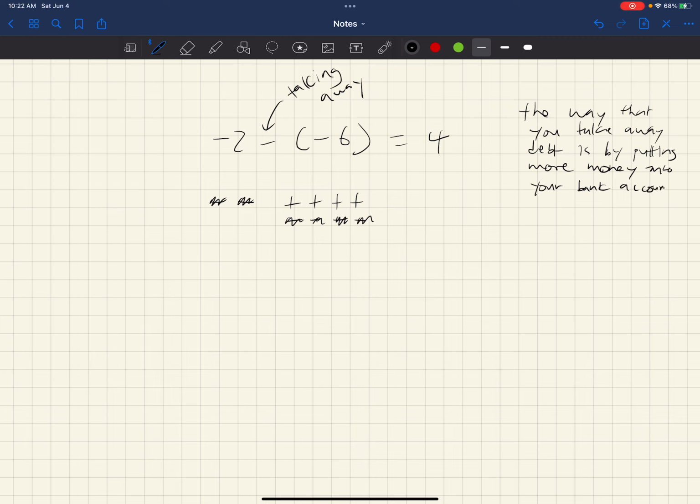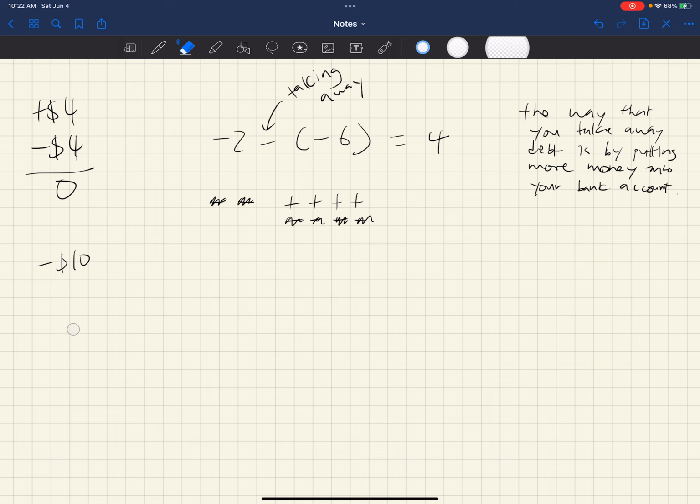I mean, think about it. Let's just say you have $4 of debt in your bank account. Well, how do you get rid of that $4? You have to add $4 in your bank account, and now you have $0. If you have, I don't know, negative $10 in your bank account, and you want to get rid of that, you have to add $10 in your bank account, and now you have $0.